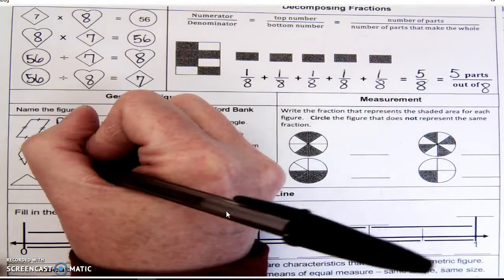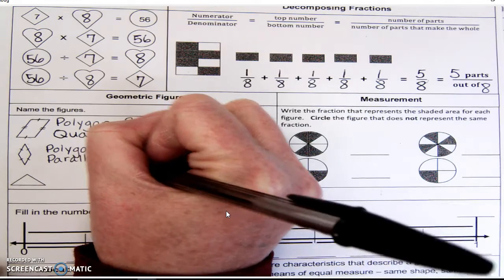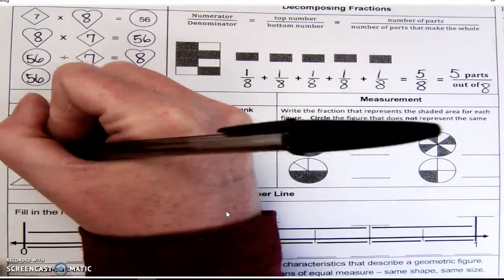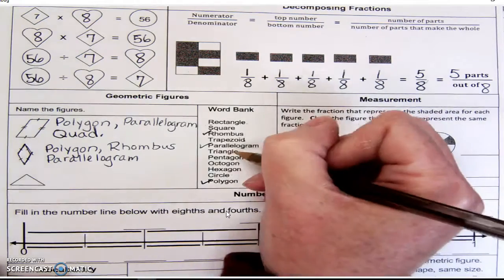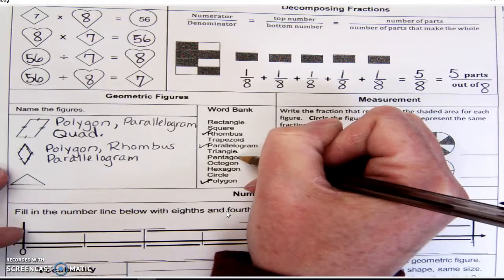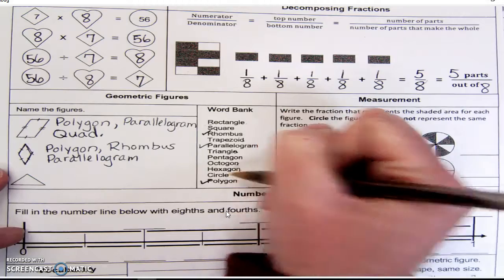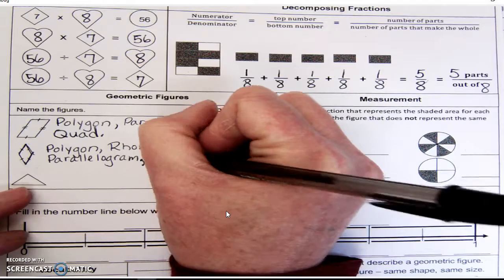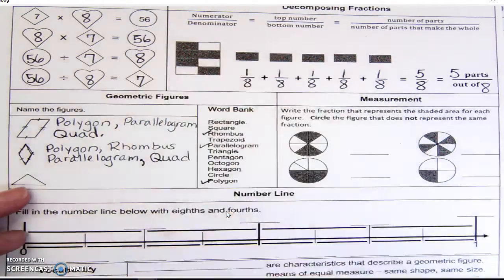It is a parallelogram because it has 2 pairs of parallel sides. This side and this side are parallel to each other, and this side and this side are parallel to each other. Not a triangle. Triangle has 3 sides. Pentagon has 5 sides. Octagon has 8. Hexagon has 6, and a circle is round. Okay, so the only other name you might put on there is quadrilateral. It's not in our word bank, but you could also call it a quadrilateral.